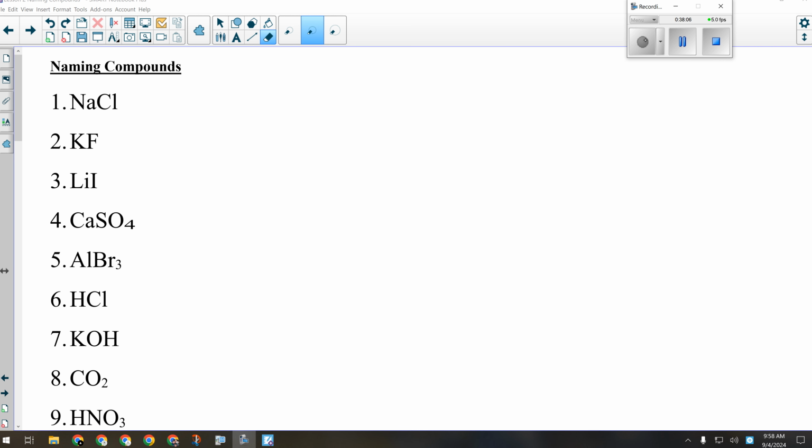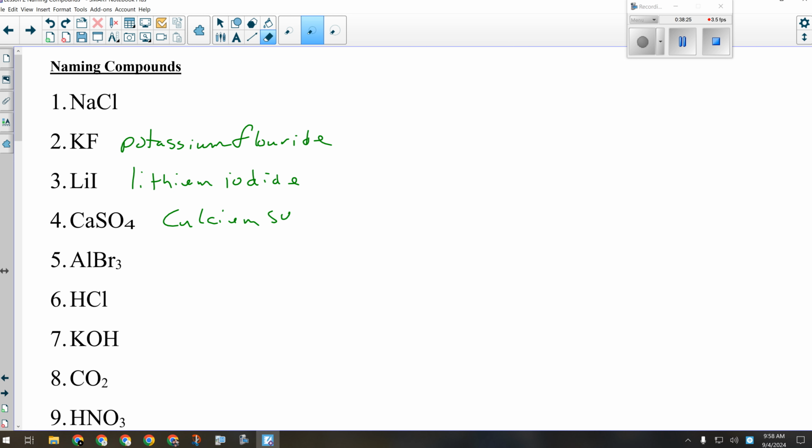Obviously, number 1 is sodium chloride. Okay, number 2, potassium fluoride. Okay, number 3, lithium iodide. Okay, calcium sulfate. Okay, aluminum bromide. Oh, that's not supposed to be capitalized. Aluminum bromide. Okay, hydrogen chloride, potassium hydroxide, carbon dioxide, and hydrogen nitrate. Okay, will be the last one there.